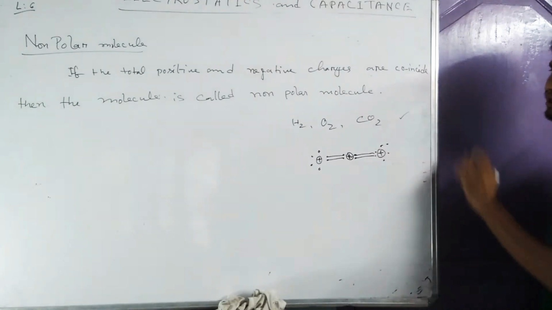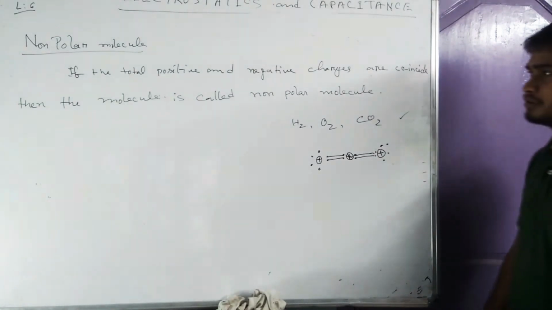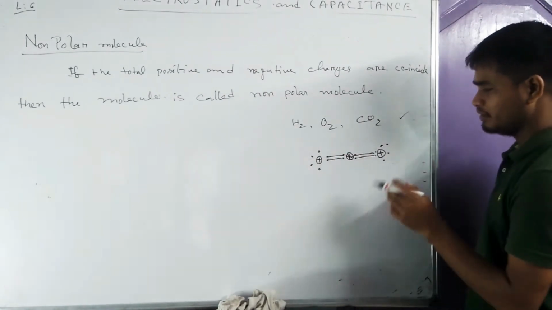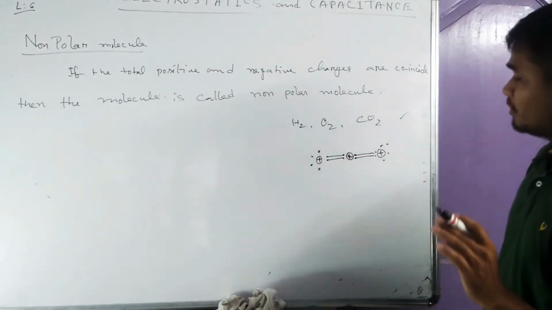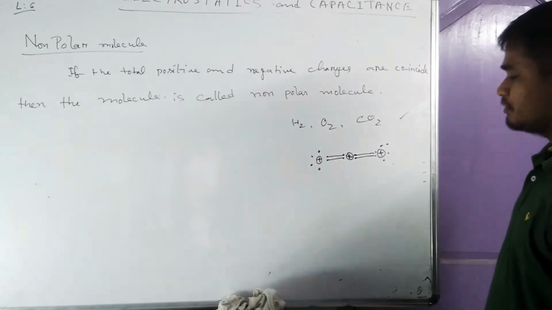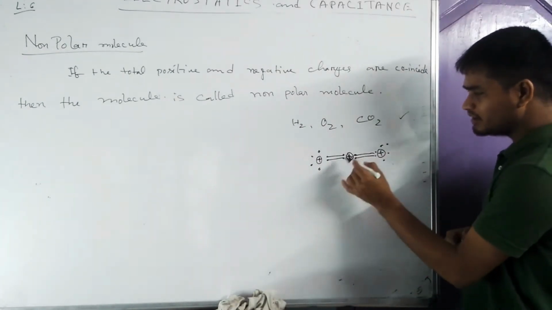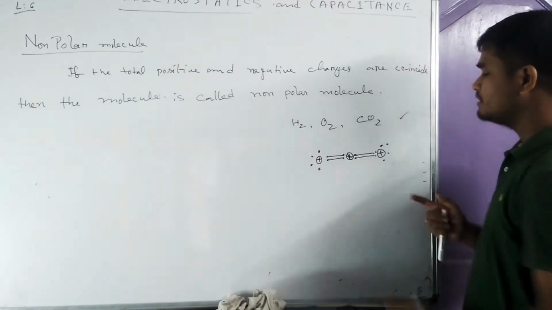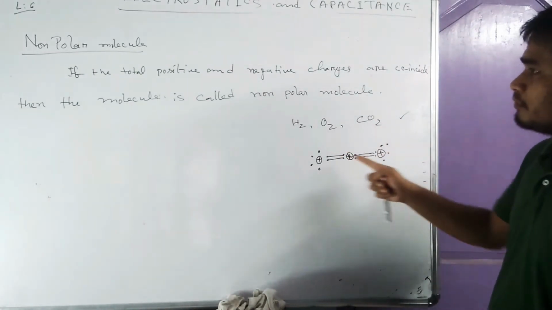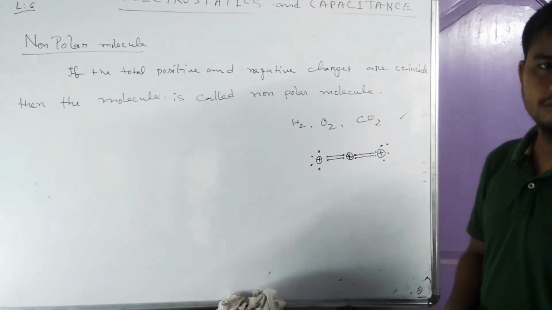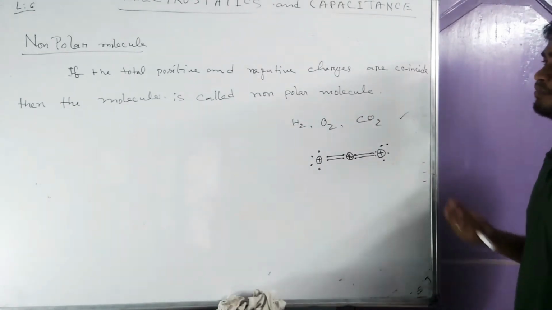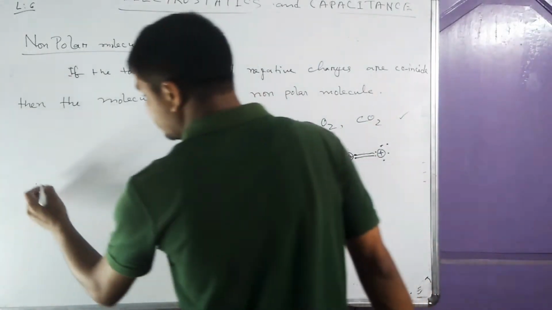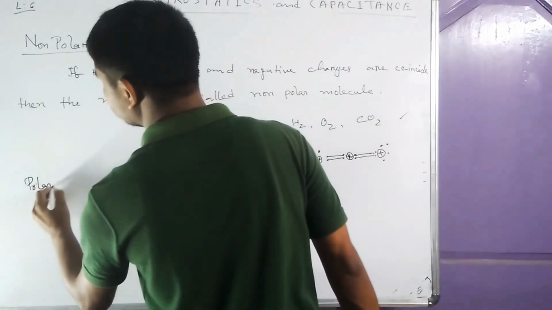Therefore, these are called non-polar molecules. For example, hydrogen, oxygen, carbon dioxide, etc. are non-polar molecules. The total positive charges coincide with the total negative charges. Actually, it depends on the symmetry of the molecule. Clear?